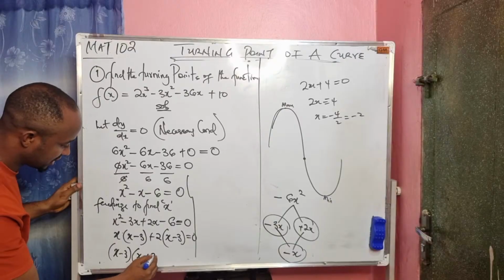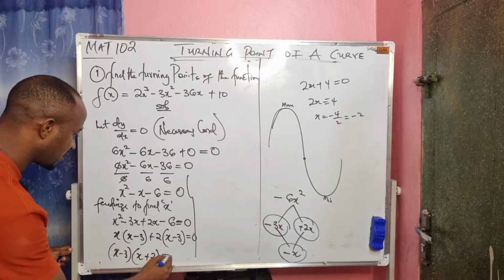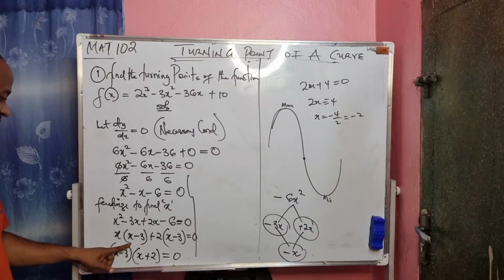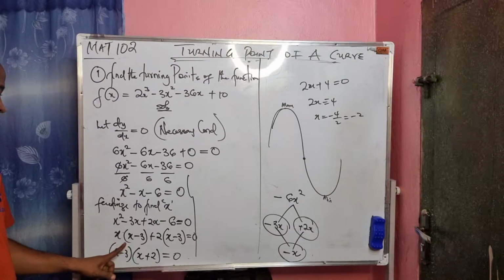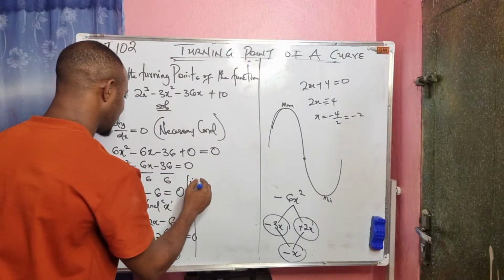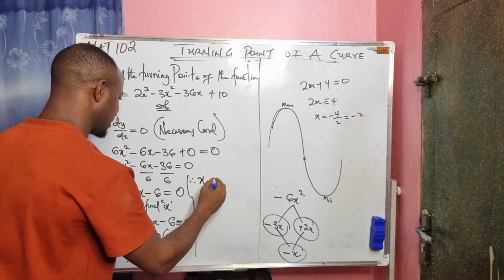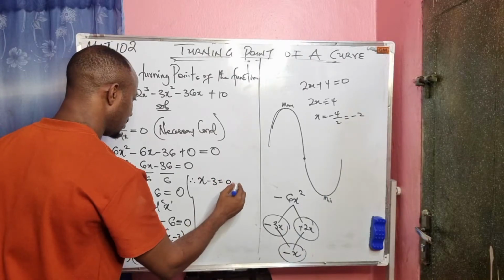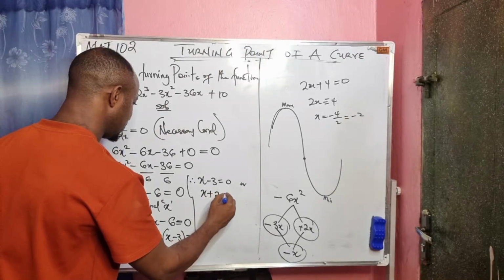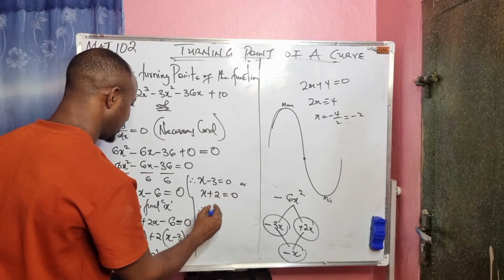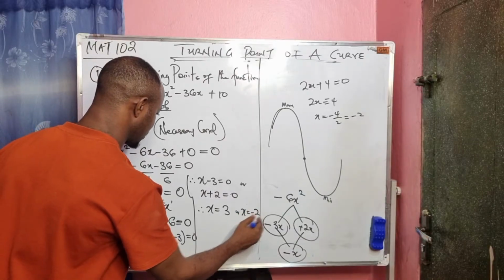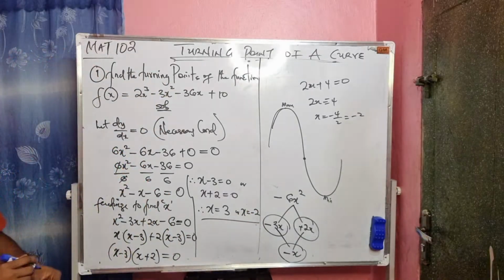Here we have plus 2, all equals to 0. Or we can just say bring down this, we have x minus 3, which is this, then we have x plus 2, which is this, then equals to 0. Therefore, we can say that x minus 3 is equals to 0, or x plus 2 is equals to 0. Therefore, x is equals to 3 or x is equals to minus 2.